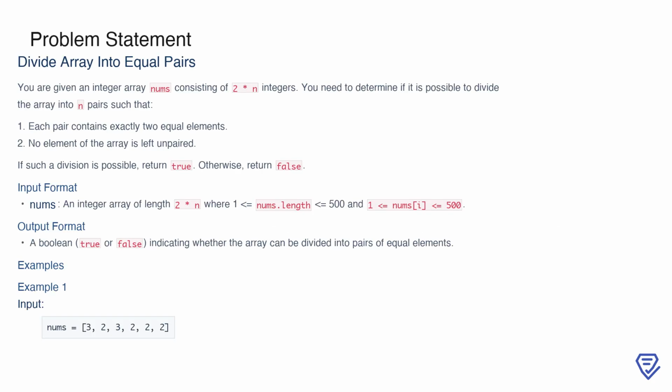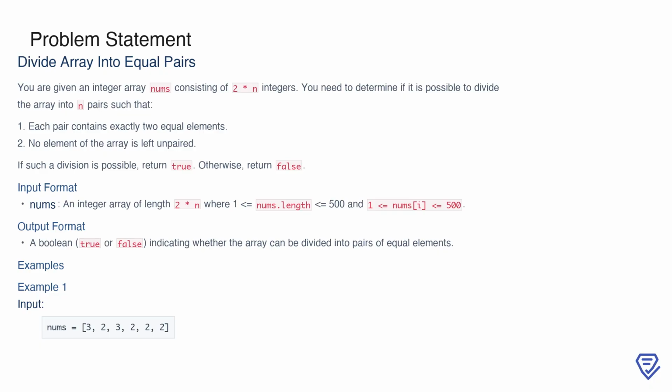In this problem, you are tasked with dividing an integer array, nums, into pairs. The array is guaranteed to have an even length, specifically 2*n, meaning there will always be an even number of elements. The goal is to determine if it's possible to group these elements into exactly n pairs, where each pair contains two numbers that are equal. Additionally, no element should remain unpaired after forming these pairs. If this is achievable, you return true, otherwise, return false.